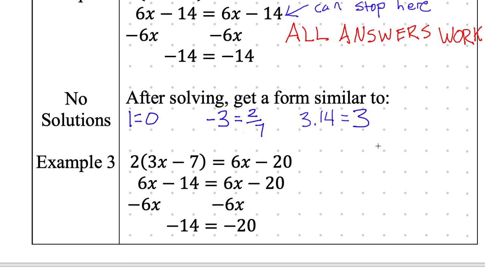So in example 3, it's again very similar to example 1. In example 1, I distributed on the left, and I got 6x minus 14 is equal to 6x minus 20. Well, I'm not sure. Maybe I will have one answer from here. So I did have to subtract 6x, and I got a number equal to another number. From here, there are no solutions. No matter what thing you put in for x, it will never, ever work.